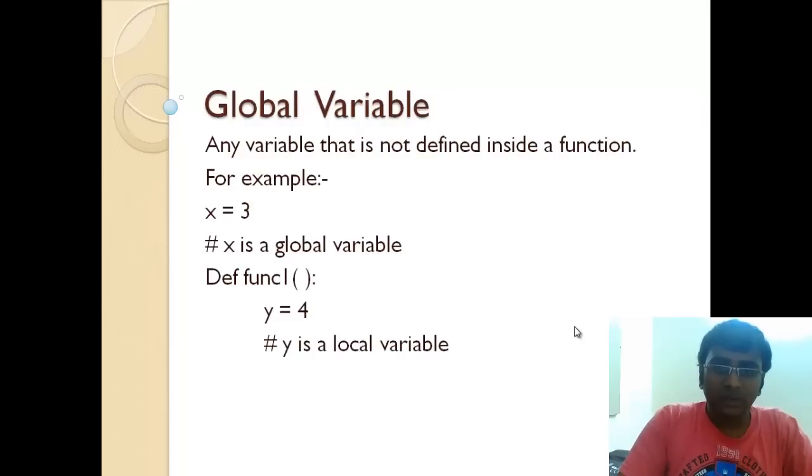Then a global variable is any variable that is not defined inside a function. So in this example, x equal to 3 and then you define the function1 and you define another variable y equal to 4 inside the function. So notice that x equal to 3 is defined outside the function. Therefore x is a global variable, and since y is defined inside the function, therefore y is a local variable.